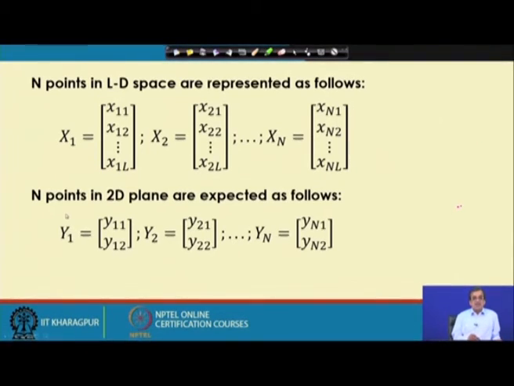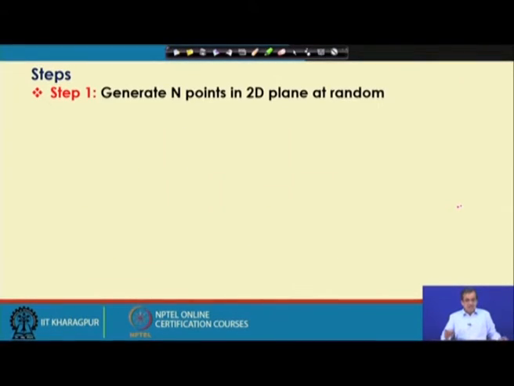For example, the first point is Y1, that is nothing but y11, y12. Similarly, Y2 is small y21, y22, and the last point, capital Yn, is yn1, yn2. Now, let us see the steps. The problem is we will have to do the mapping from higher dimension to lower dimension.